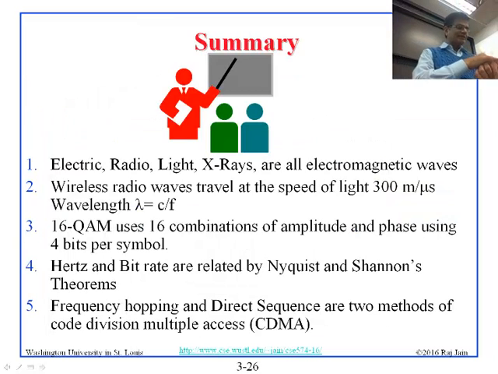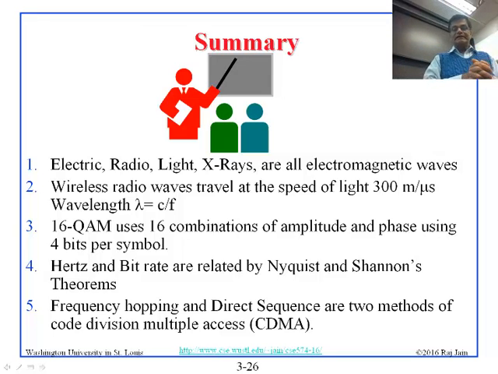Alright, so that brings us to the end of this on the last minute. Basically 5 key points. Electric, radio, light, X-rays are all electromagnetic waves. You know that, right? And wireless radio waves travel at the same speed of light, and the wavelength can be calculated by lambda is equal to c upon f. Third thing we learned was QAM. So we now know 16 QAM uses 16 combinations. That means 4 bits per symbol.